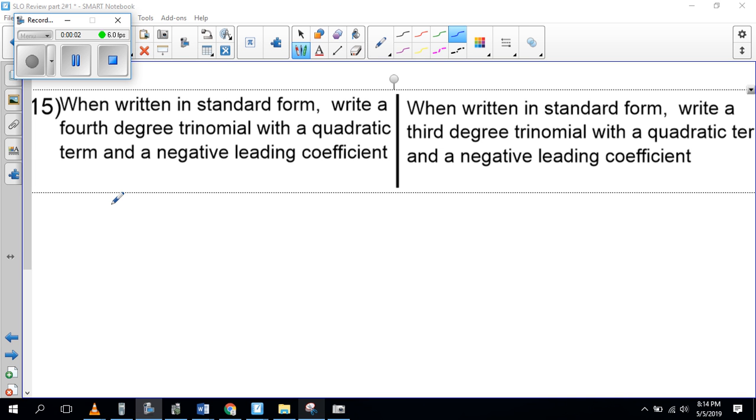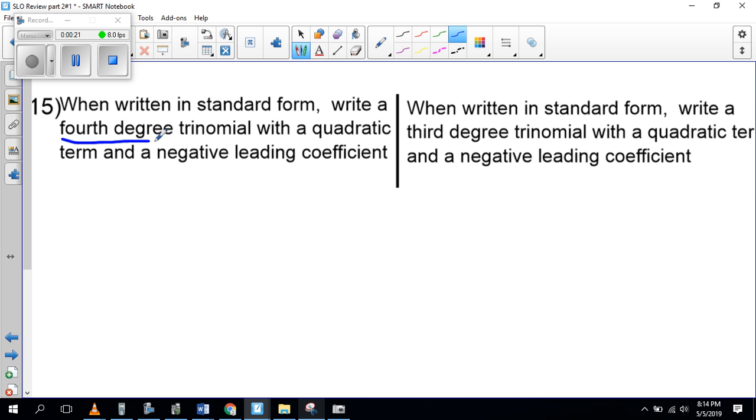Okay, number 15. This will be multiple choice on the test, but it's kind of hard to make a multiple choice as a review, so we're just going to have to write some examples. It says, when written in standard form, write a fourth degree trinomial.